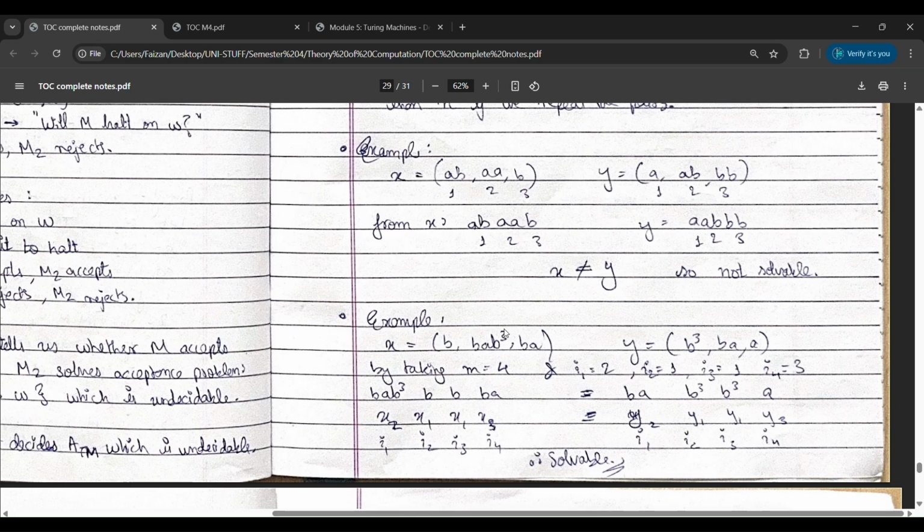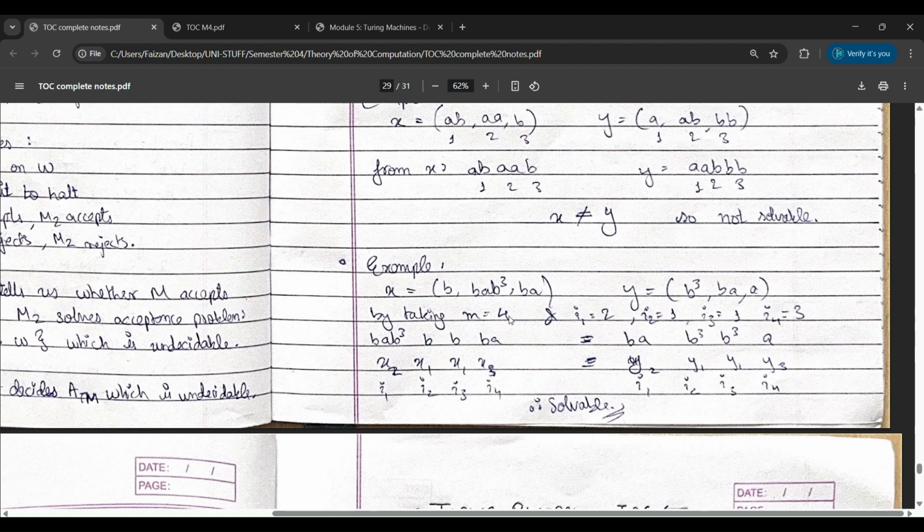Similarly, you have another example where you have B, B cubed, and BA. B cubed basically means 3 B's. And for Y you have 3 B's, BA and A. What you're gonna do is take M as 4. This is trial and error, so you just have to play around with it and try to find out. Just take a pencil, sit down, make pairs, and try to find out how you can make equal strings out of them.